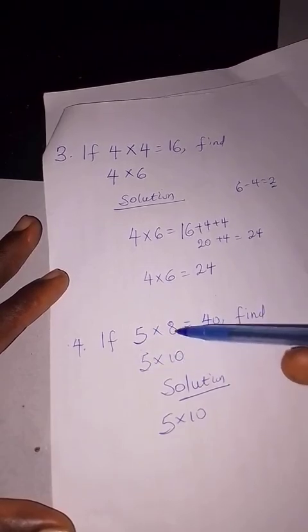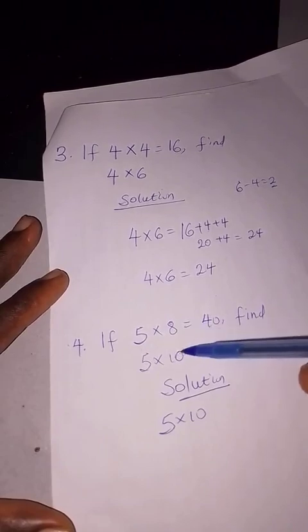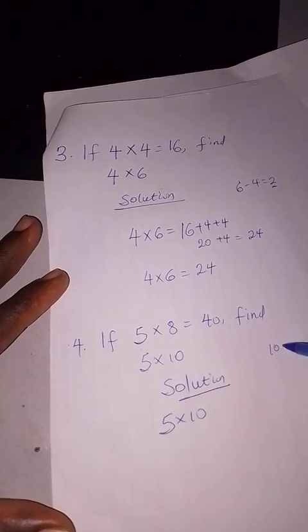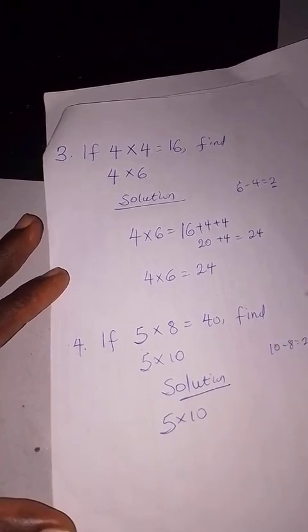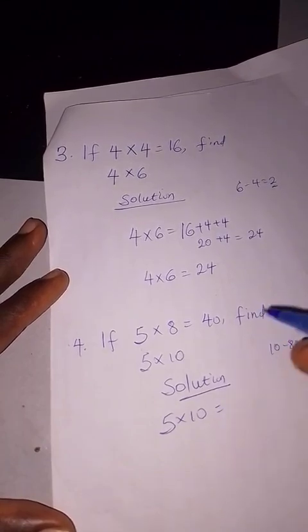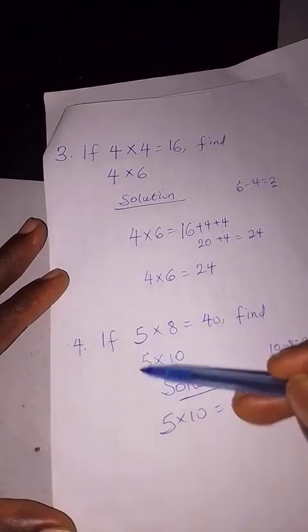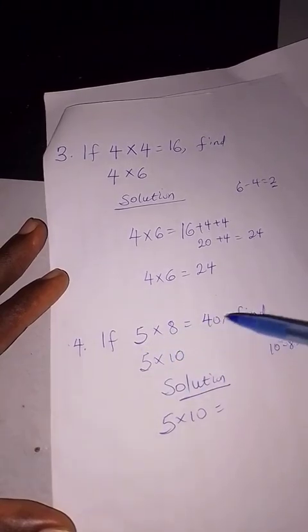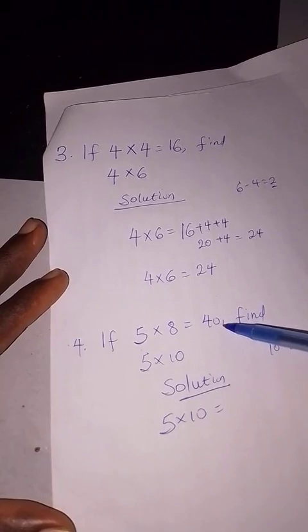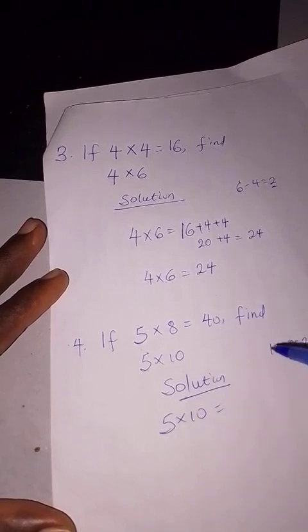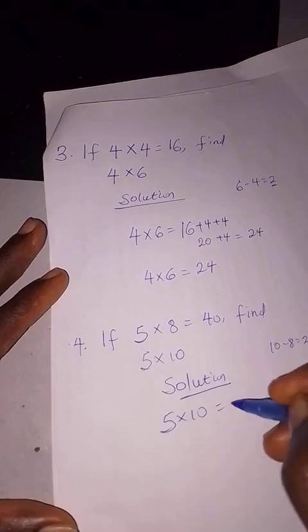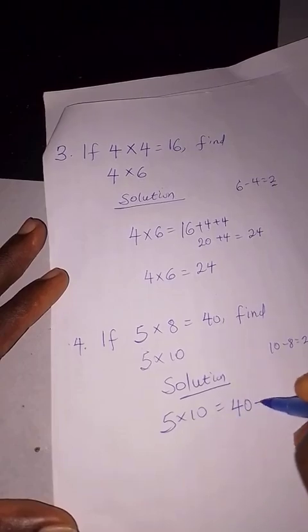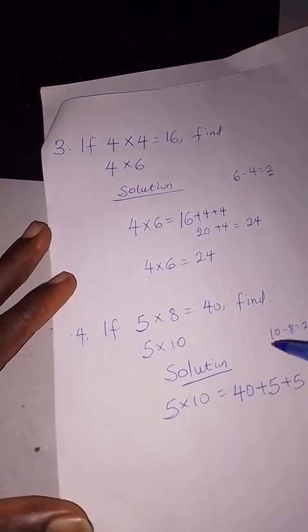And the difference between the two other numbers, 8 and 10, is 2. Because 10 minus 8 is equal to 2. The difference between 8 and 10 is 2. This implies that we are going to add the common number, which is 5. We add it 2 times to the result given us in the question. So 5 times 10 becomes 40 plus 5 plus 5. Then we take the solution step by step.